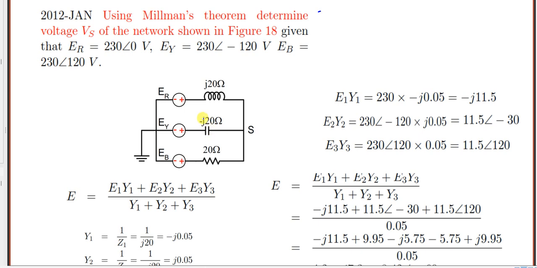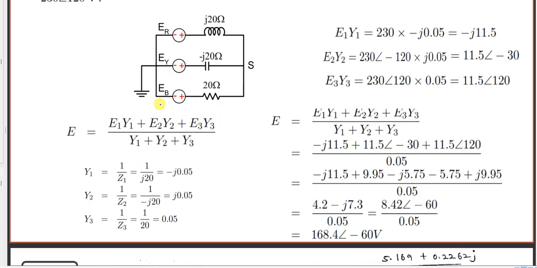For capacitance, minus will come. For inductance, plus will come. And the third voltage source is 230 volts at an angle of 120 degrees with an internal resistance of 20. Now, for this, you have to use Millman's theorem. Millman's theorem states that many voltage sources can be converted into a single voltage source.